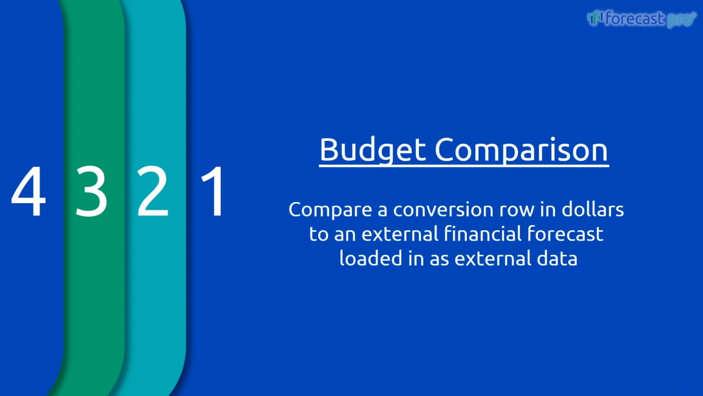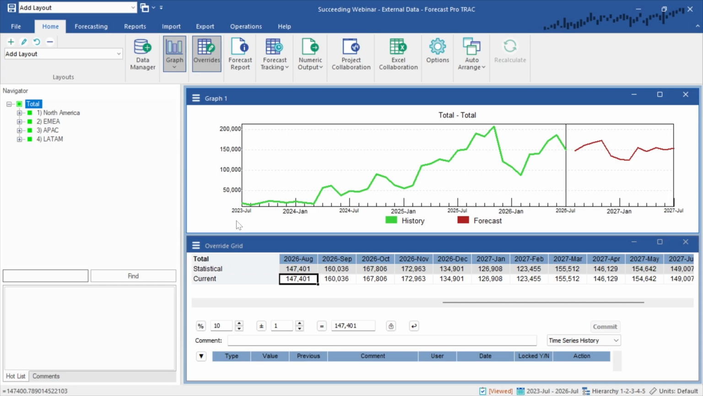So we'll start with our first example of a budget comparison. We're going to load in a financial forecast as an external row. We're going to load in conversions to convert our forecast from units to dollars, and then we'll be able to actually compare the two of these side by side to see how our forecasts are performing against one another. So here we are in Forecast Pro.